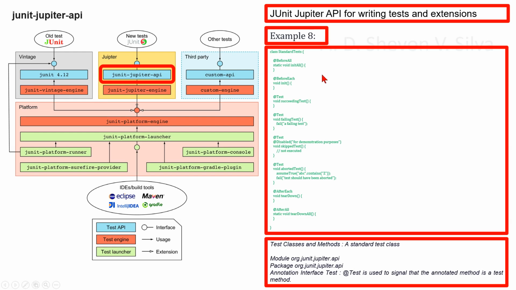It is generally recommended to omit the public modifier for test classes and test methods and lifecycle methods unless there is a technical reason for doing so.